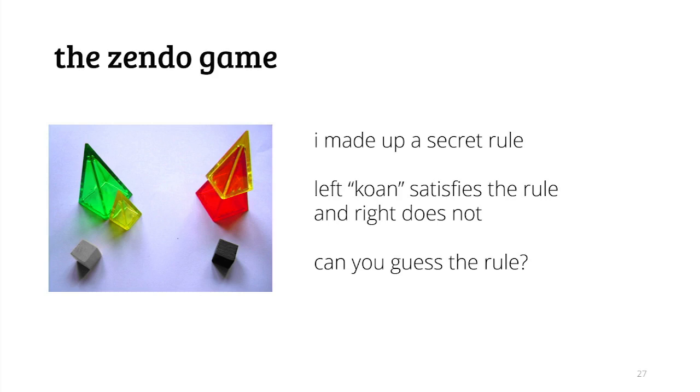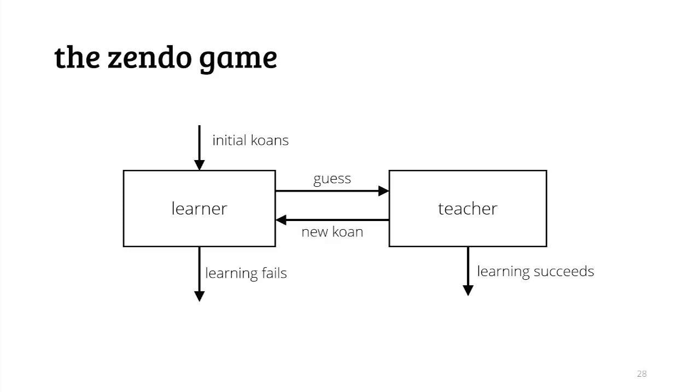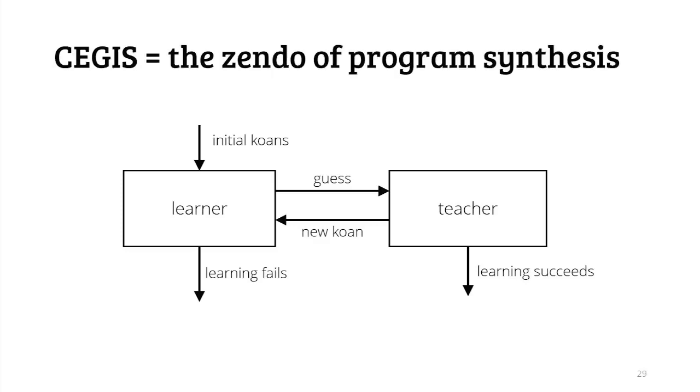OK, exactly the same idea with CEGIS. So basically, the game works like this, right? The learner sees the initial cones. And then what might happen is that the learner says, well, I really don't know. There's no rule that I can think of, right? Then the learning fails. Or it can take a guess. Then the teacher would say, well, great, the learning succeeded immediately. Or if the learning doesn't succeed, the teacher gives you a new cone that differentiates your guess from the real rule.